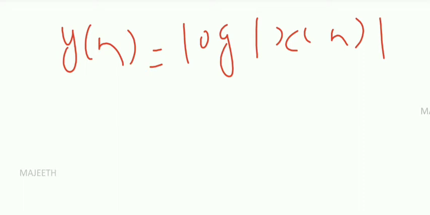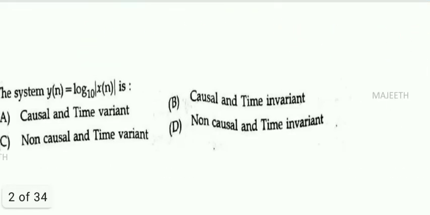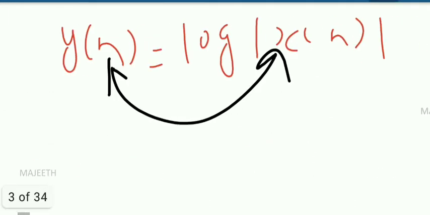Here, output depends only on input. That is, present output depends on present input. It is not depending on future input, so it is a causal system. Whereas a non-causal system is one whose present output depends on future input. So it is a causal system, which means this option is gone, this option is gone, and we have to check whether it is time invariant or variant.